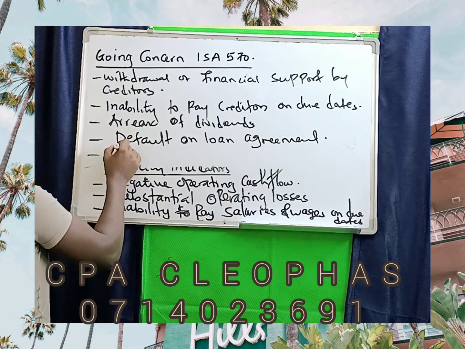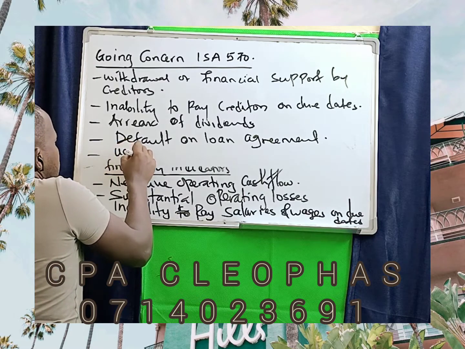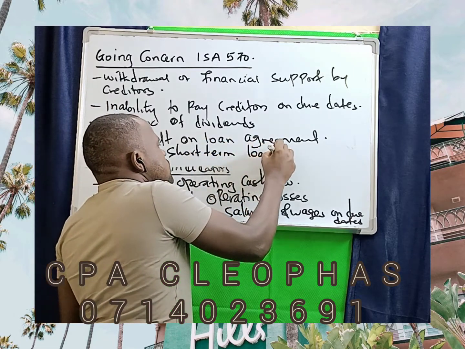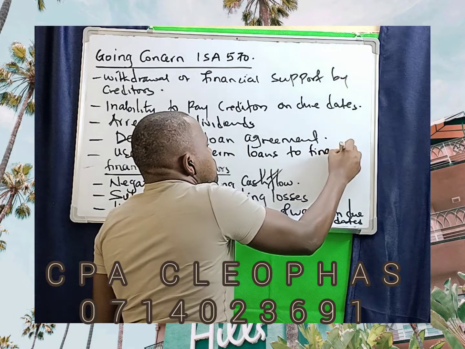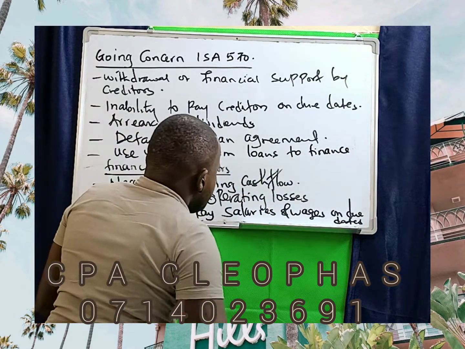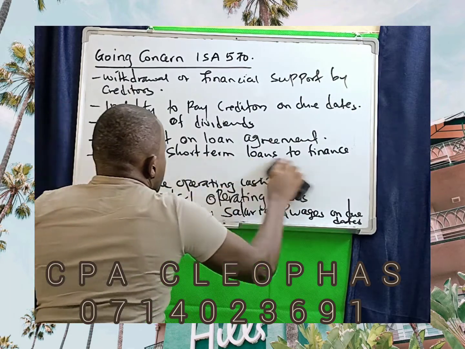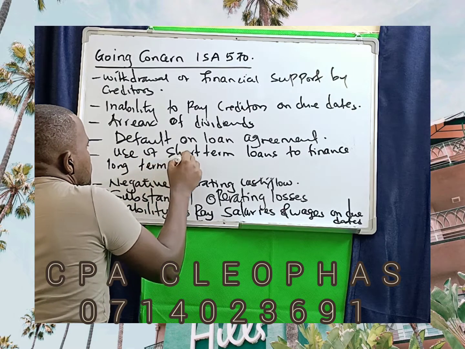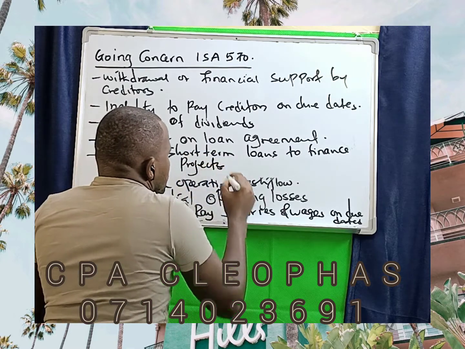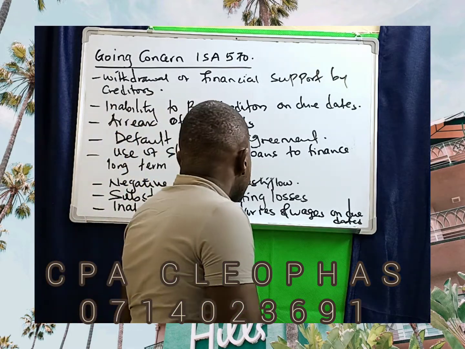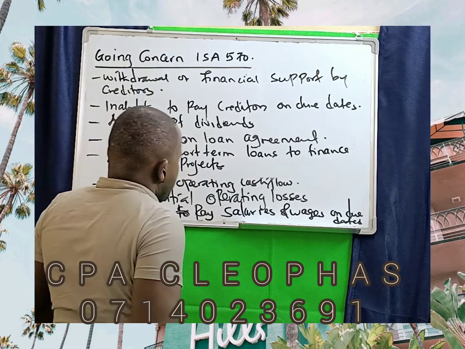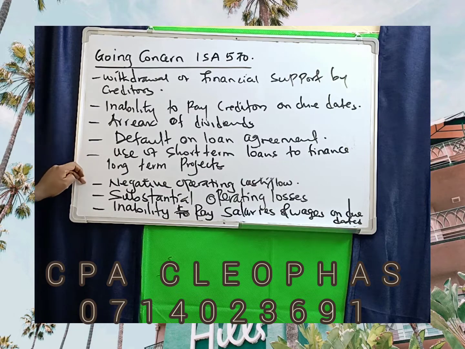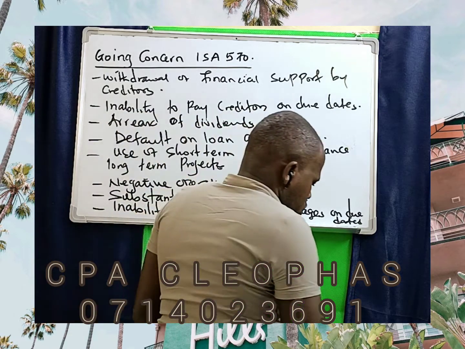Use of short-term loans to finance long-term projects. It's another problem because long-term projects should be financed using long-term loans. Those are enough financial indicators. So you can talk of the operating indicators.